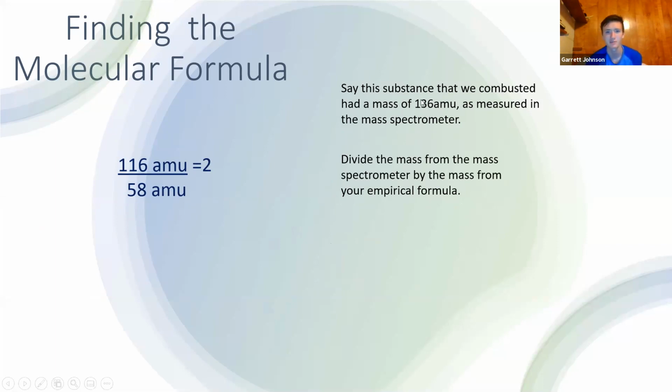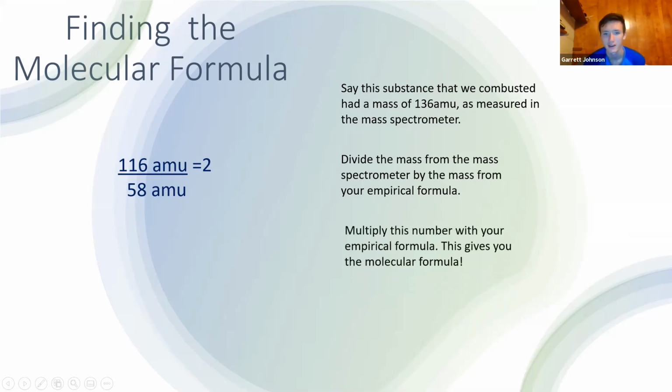Okay, but let's say that, oh, sorry, this should say 116 as well. Say that this substance that we combusted had a mass of 116 AMU as measured in the mass spectrometer. Divide the mass from the mass spectrometer by the mass from the empirical formula. Our empirical formula gave us a mass of 58. The mass spectrometer gave us 116. That gives us a multiple of 2. So multiply this number with your empirical formula, and this gives you the molecular formula.